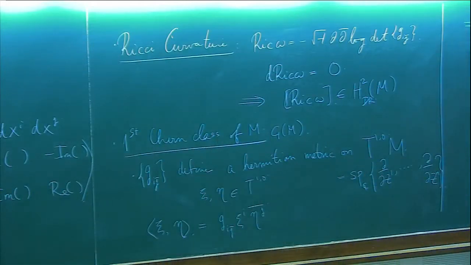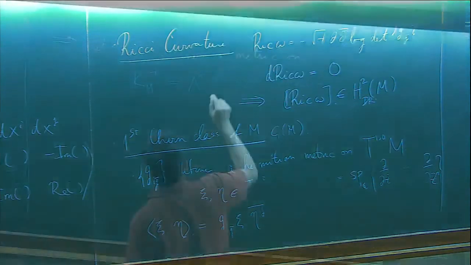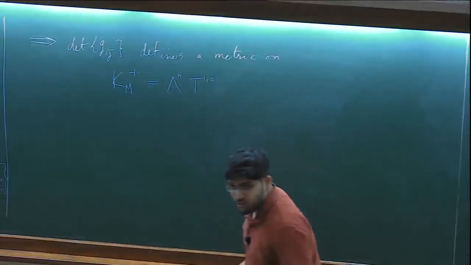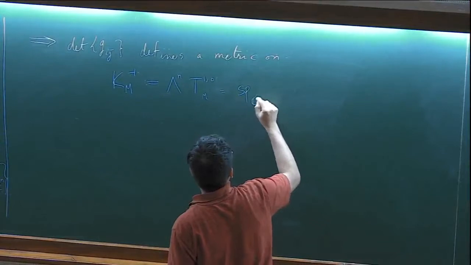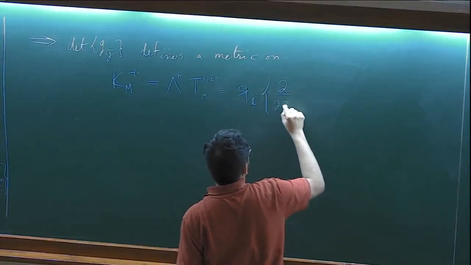So this implies that if you take the determinant, this actually defines a Hermitian metric on the determinant bundle of this. So this defines a metric on what is denoted K_M^{-1}. By definition, this is the nth wedge product of the (1,0) tangent space. Or in other words, it's locally spanned by this single element.